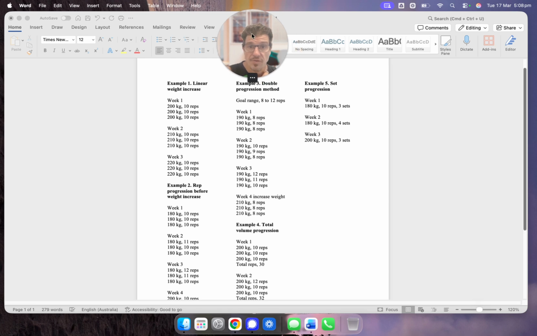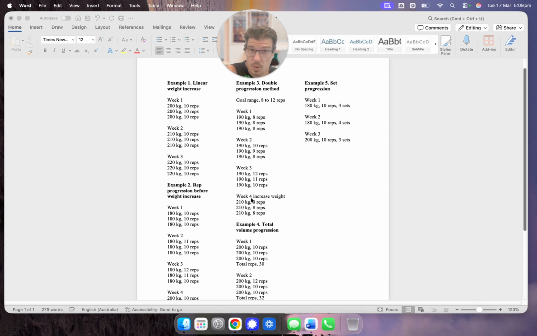All right, then moving into example number 3, which is the double progression method. So the goal range is 8 to 12 reps. Week 1, okay, we've gone 190 by 8, by 8, by 8. That's week 1. Week 2, we've gone 190 by 10, by 9, and by 8. So obviously that sort of suggests that there was fatigue kicking in there, but the first set they've got out a couple of extra reps, okay, aiming for that 12 rep range. Week number 3, 190 by 12, they've achieved that, 11, and then 10.